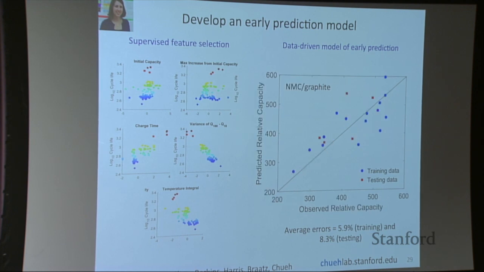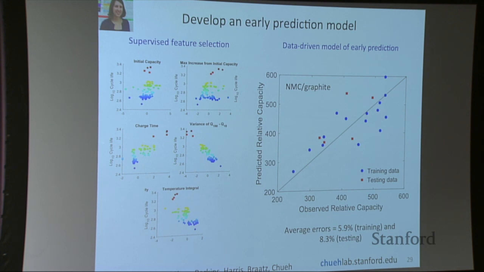We've shown that this not only extends to the previous chemistry, which is lithium iron phosphate graphite. This is from a battery manufacturer. We've also shown that it can work for other chemistries as well. Here, the data set is a bit smaller, so the scatter is worse. But overall, we're able to get about a 10% error from our prediction of lifetime.